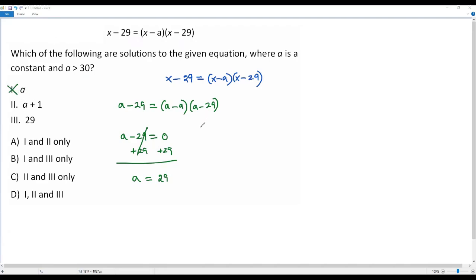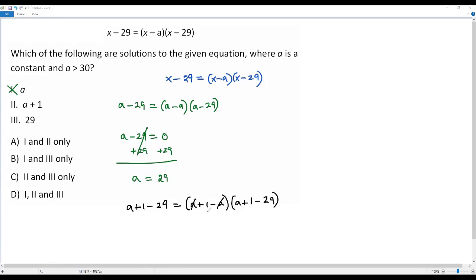Now we have to check the second one, that is a + 1. The same thing again: we have to plug in a + 1 for x into the given equation. Let me do it. Then we get a + 1 - 29. On the right side, for x here and here, I also plug in a + 1. Then I get (a + 1 - a)(a + 1 - 29).